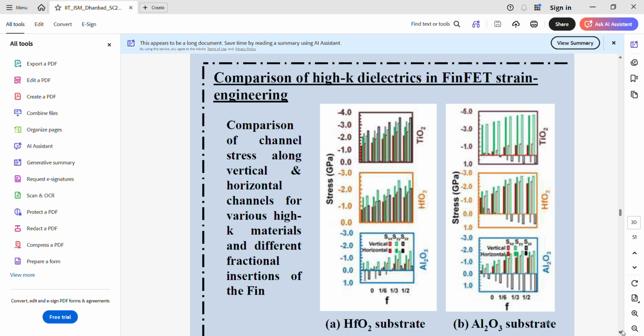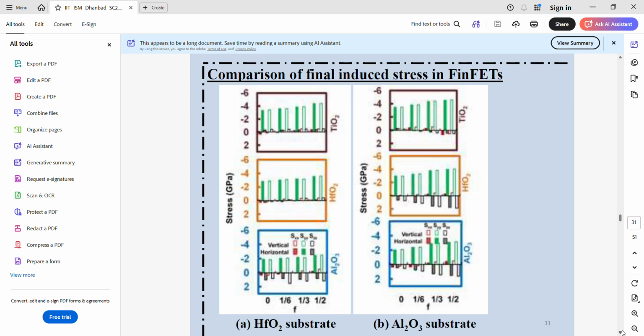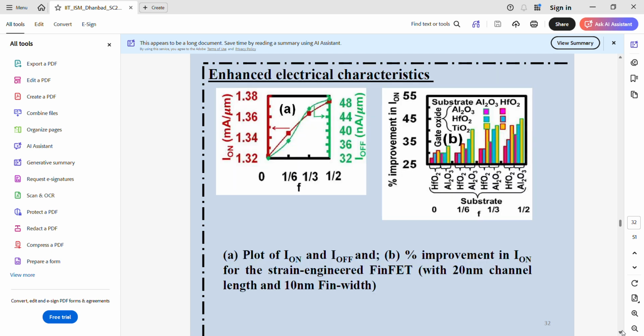We have tested and found which high-K gate dielectric is the best suited for strain engineering and for which substrate: for hafnium oxide and for Al2O3. We have tested also Al2O3, ethylene oxide and TiO2, and we have found TiO2 to be the most suitable high-K dielectric that may be used for this purpose. Next, we have obtained the results using NEGF and Silvaco Atlas, and herein lies the future scope for our research, which I'll be discussing in the next video.